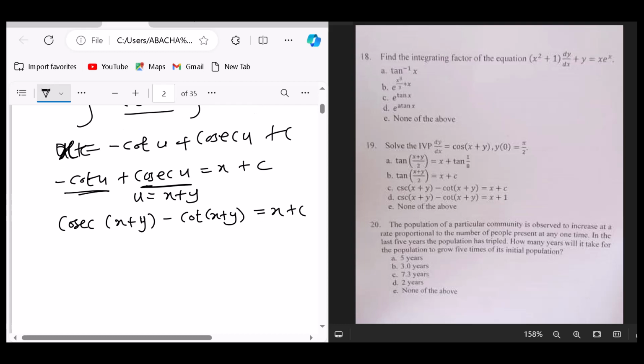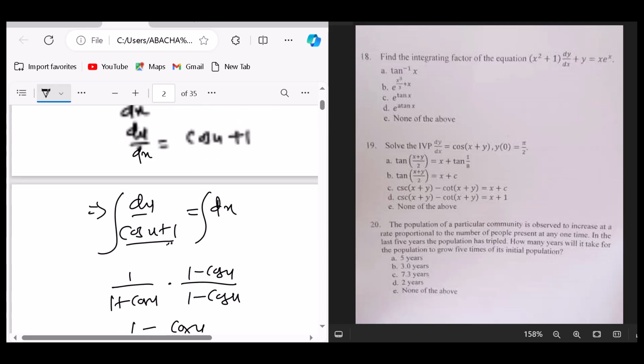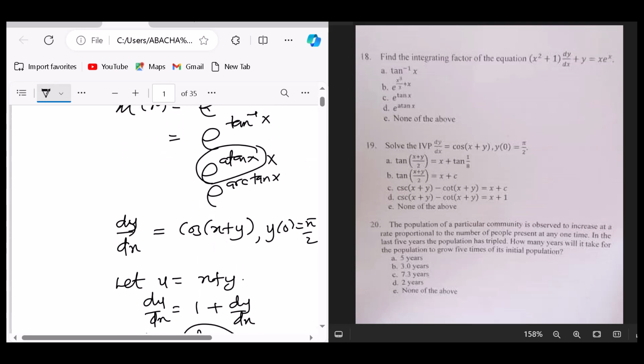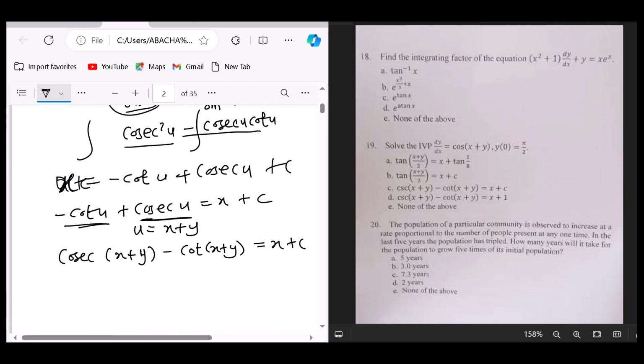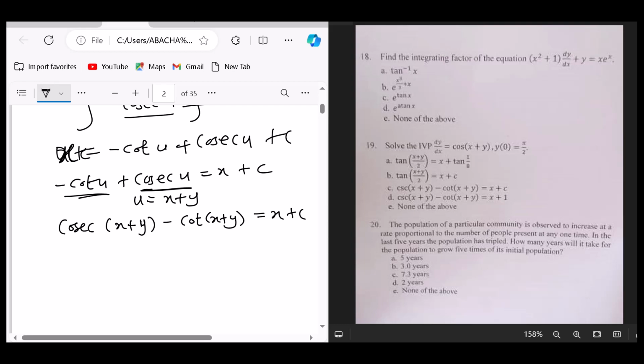But it is an IVP. They said that y of 0 equals pi over 2. So we substitute that inside to find our c. So we have cosec of 0 plus pi over 2 minus cot of 0 plus pi over 2 equals 0 plus c, like this. And so here, what do we have?